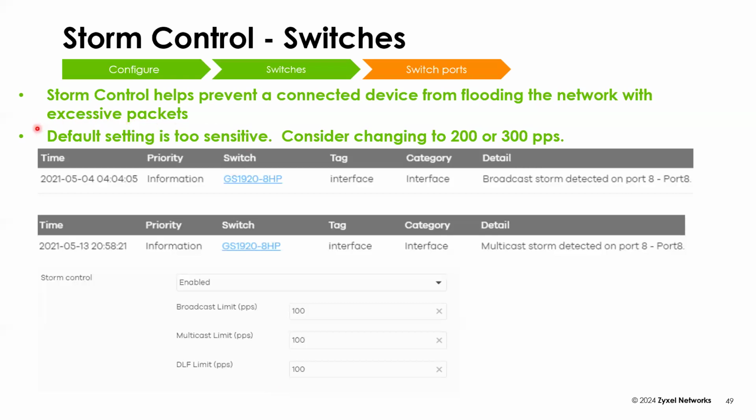So if that's bugging you, seeing that in your logs, we suggest going into the settings here, configure switches, switch ports, finding those ports, and leave storm control enabled, but change the value from 100 and upgrade it to 200 or 300 packets per second. Or don't, and just ignore this.